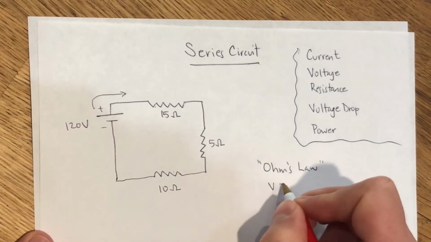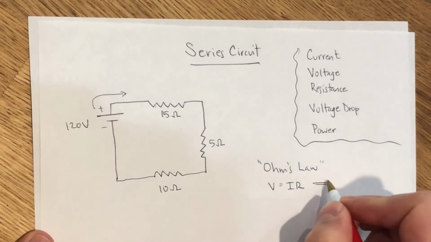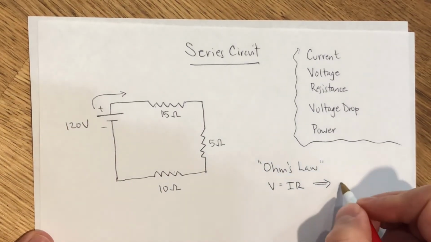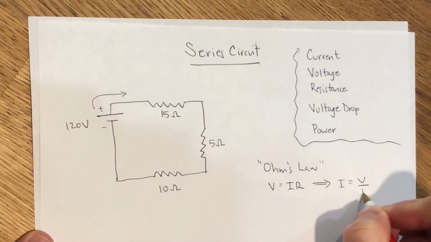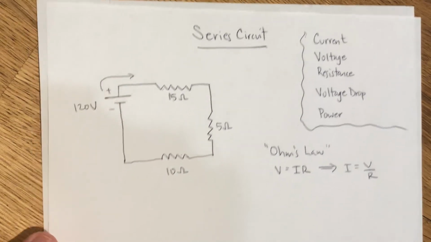Ohm's law is this relationship, V equals IR, and a lot of times it's just shown from the perspective of the current, which is I equals V over R. Same relationship, just different variable isolated. So the first thing we're going to do is figure out the equivalent resistance of this circuit.